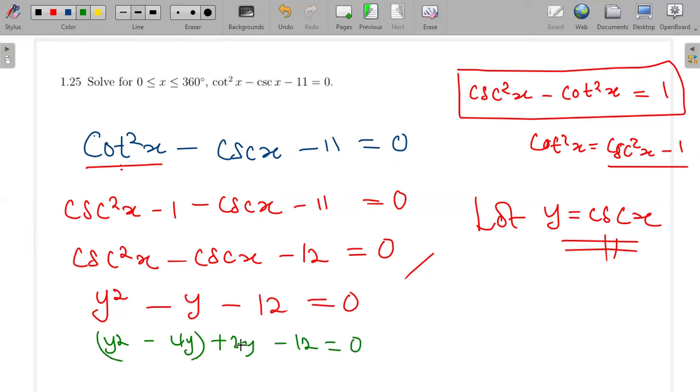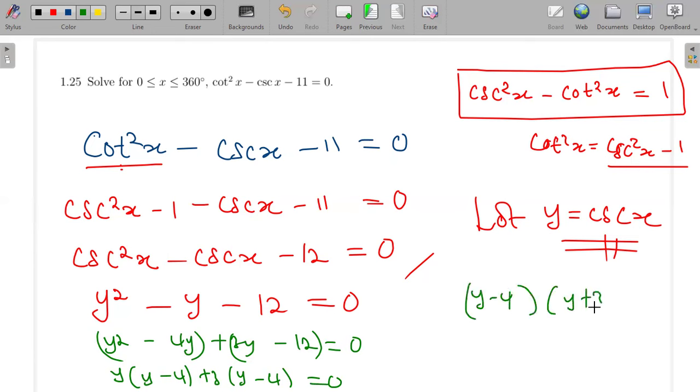So I can group this, I can also group this. So I get y minus 4, and then here, I get plus 3 y minus 4 as well. It's equals to 0. So my equation is just y minus 4, and then y plus 3 is equals to 0. So I get y is equals to 4. And then here, I get y is equals to minus 3.